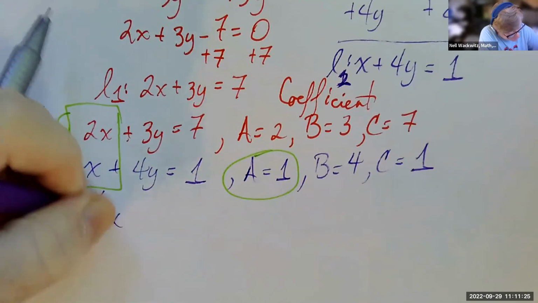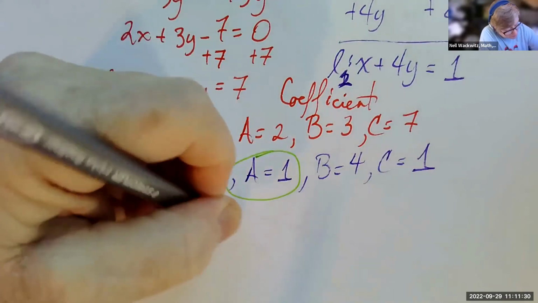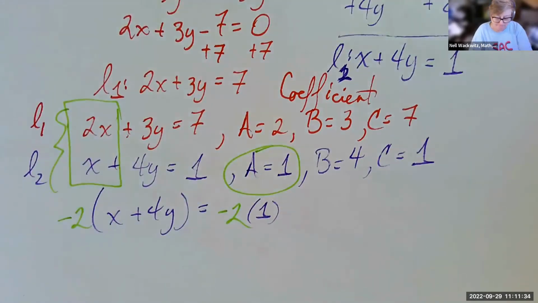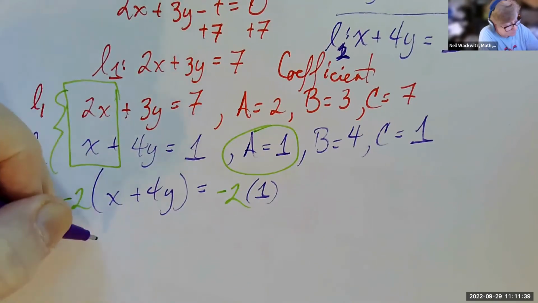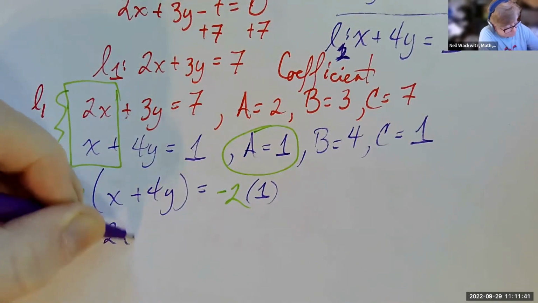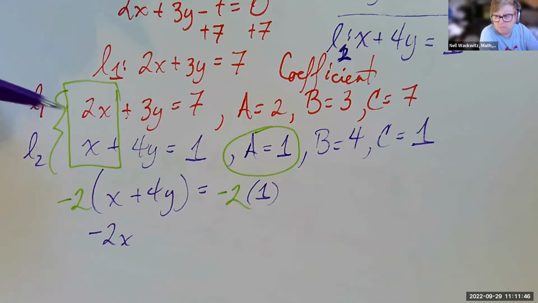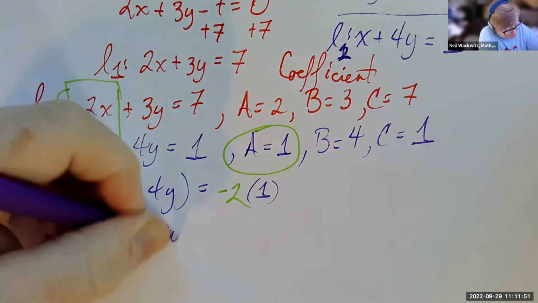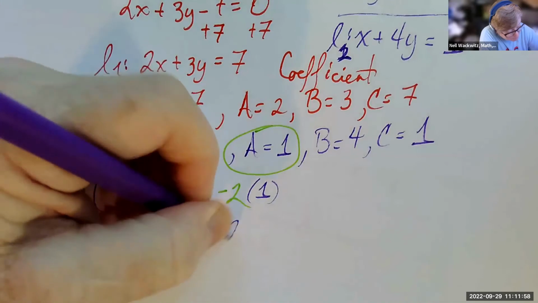So we have x plus 4y equals 1. -2 times x is -2x. -2 times 4y is -8y. Excellent. -2 times 1 is -2. Marvelous.